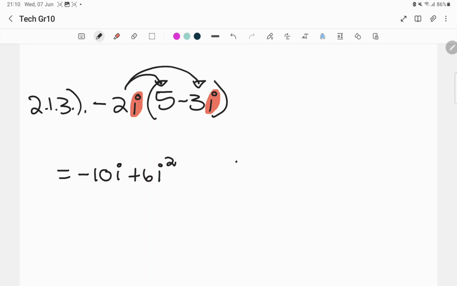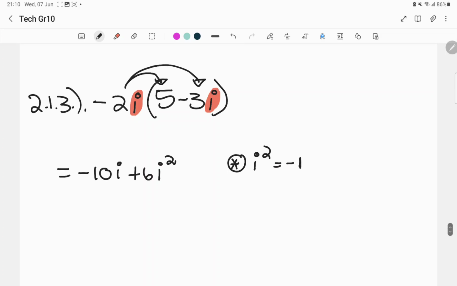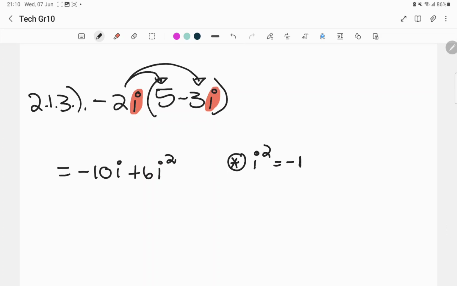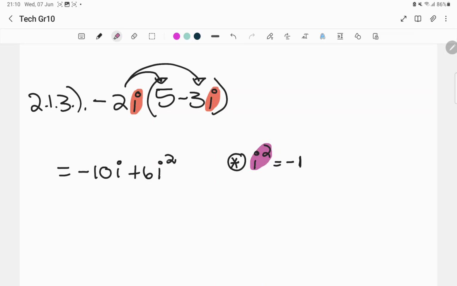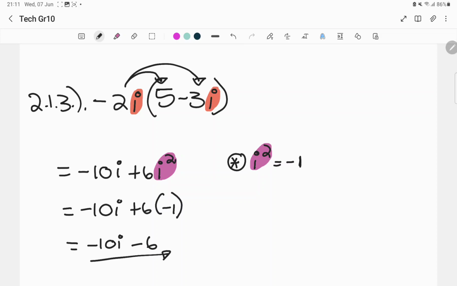Now the only catch is you need to remember that i squared is equal to minus 1. So jy moet net onthou dat i tot die mag 2 gelyk is aan minus 1. So wherever I have an i squared, I now have to substitute it with a minus 1. So I actually have minus 10i plus 6 bracket minus 1. And if I calculate this, it will give me 6 times minus 1 is negative 6. So waar ook al ek i tot die mag 2 het, gaan ek 'n minus 1 in vervang, en dan word dit net 6 mal minus 1 wat vir my minus 6 gee.